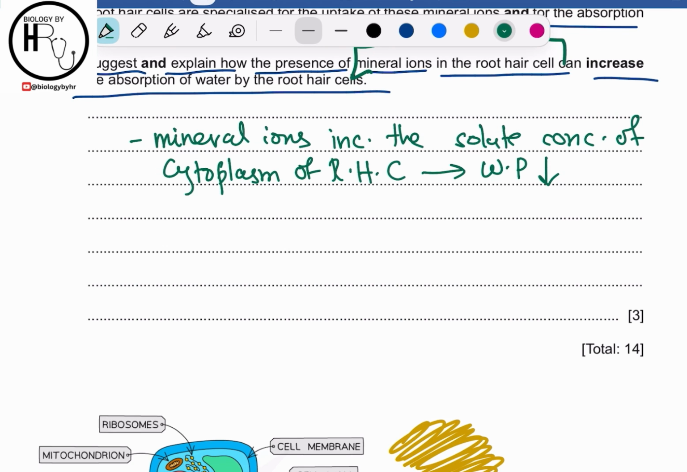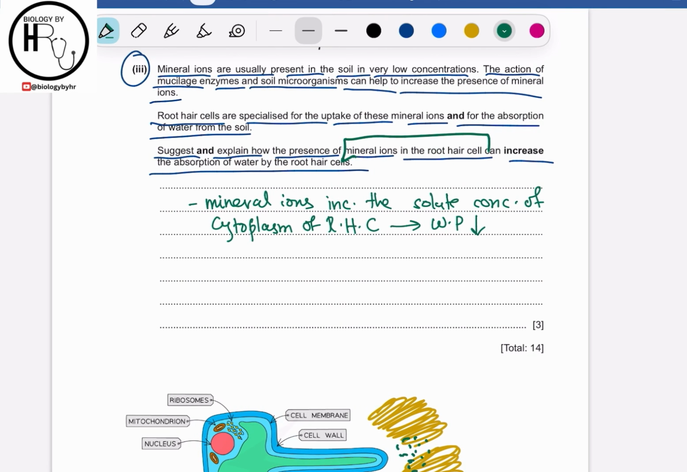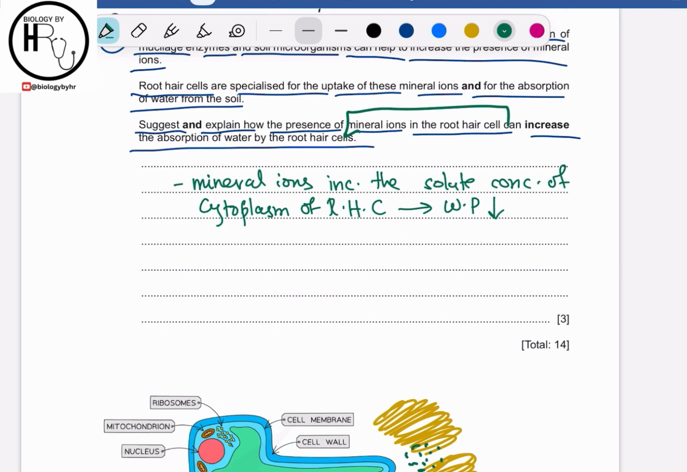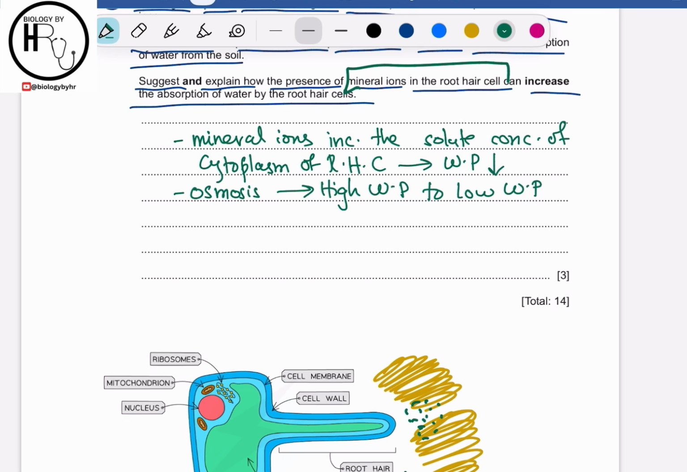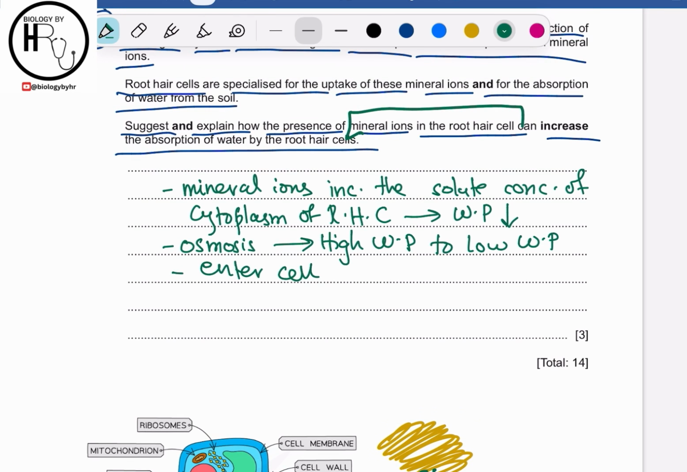So what will happen? We know that osmosis occurs from a region of high water potential to a region of low water potential. Let's mention this as well. So obviously the water is going to enter the cell by osmosis, and this process will maintain a continuous uptake of water. So this is how you explain how the presence of the mineral ions in the root hair cells can increase the absorption of water by the root hair cells, right?